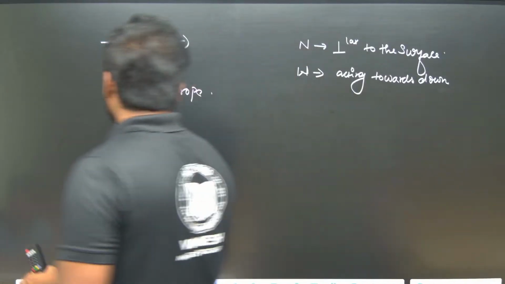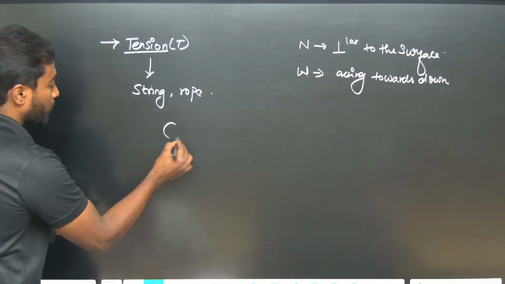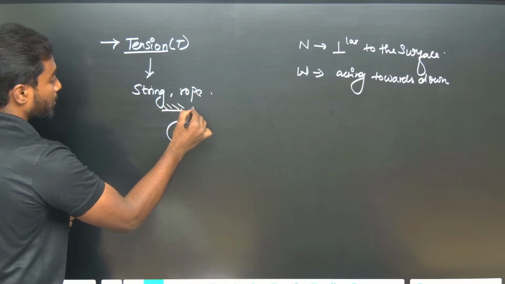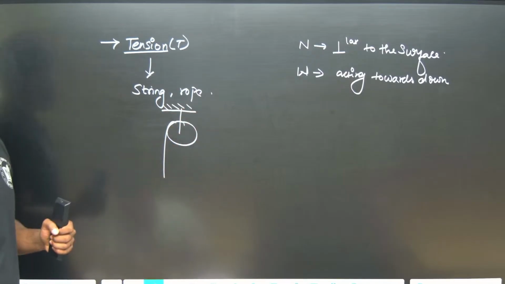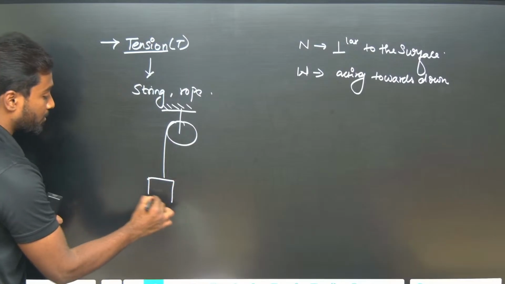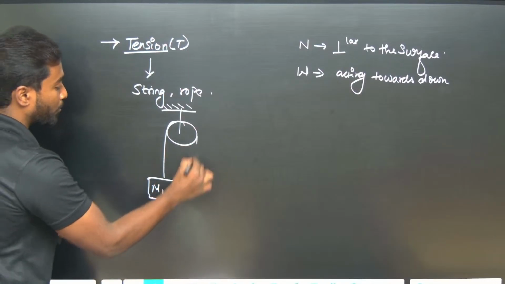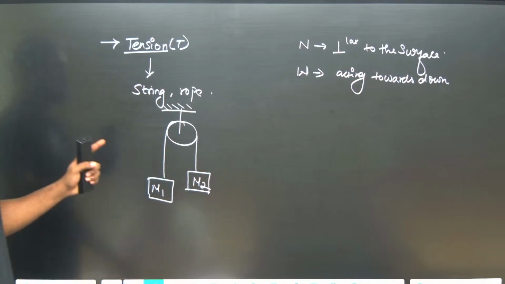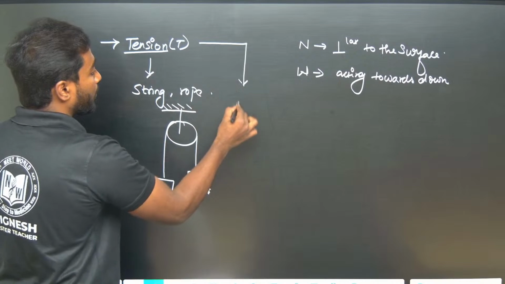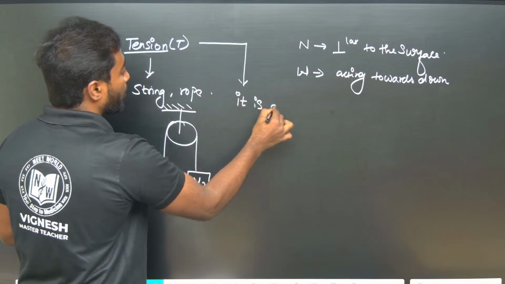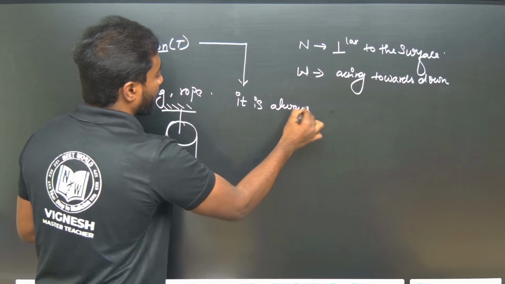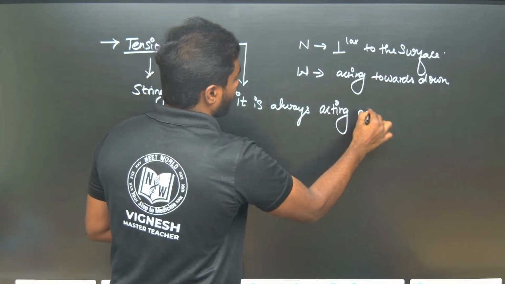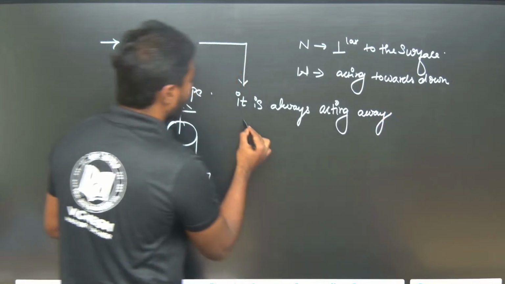So if I take those pulley conditions, this is my pulley, a massless pulley. One object is hanging like this, this is M1, and one more object is hanging like this, this is M2. So when we are talking about the tension, it is always acting away from the body.